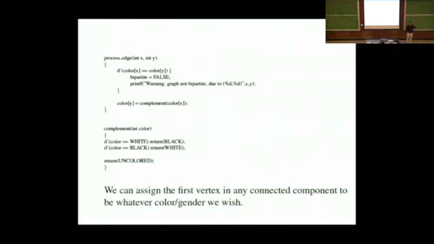Any questions about that? Any questions about connected components or two-coloring and how they are really easy once you have the idea of a breadth-first search? Any questions? Okay, good.